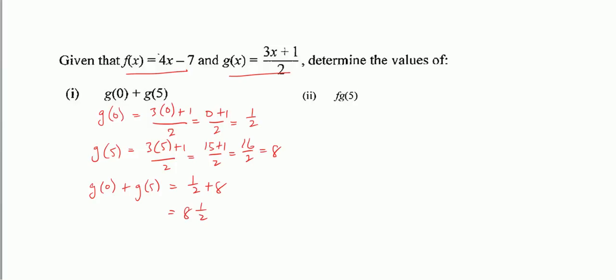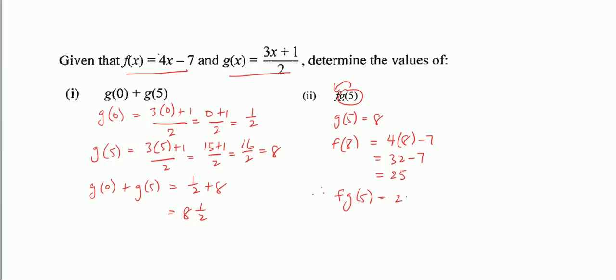Alright, so the next part of the question asks us to find fg of 5. So this is a composite function here. So what we do, we find g of 5, and the answer we get, we're going to plug it into the function f. So g of 5 is equal to, we just worked that out. We got g of 5 is equal to 8. Now we're going to find f of 8, which is equal to 4 multiplied by 8 minus 7, which is 8 4s are 32 minus 7, which is equal to 25. So therefore, fg of 5 is equal to 25.